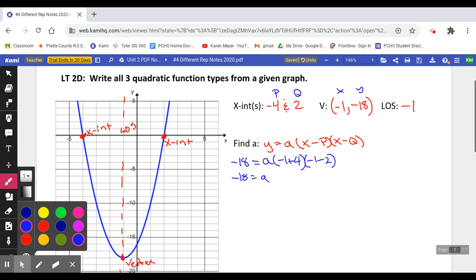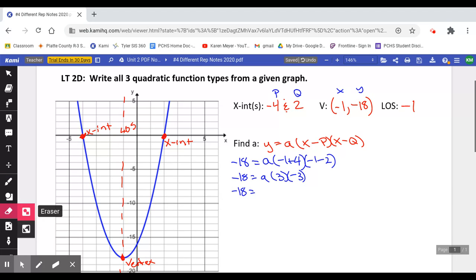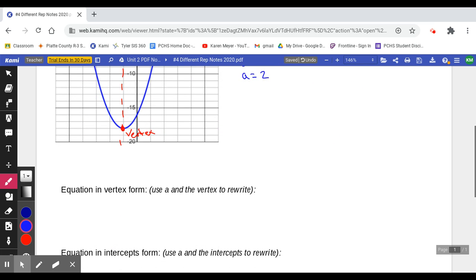In the first parentheses, -1 plus 4 is 3. In the second parentheses, -1 minus 2 is -3. A times 3 times -3 gives me -9a. Divide both sides by -9, and I get a equals 2. So once again, you have to do your math work to find a. And once you have a, the x-intercepts, the vertex, and the line of symmetry, all that fun stuff, we get to go answer all of our questions.